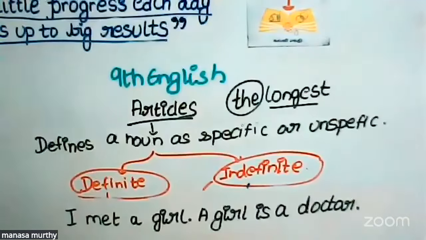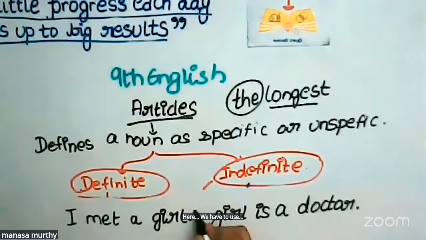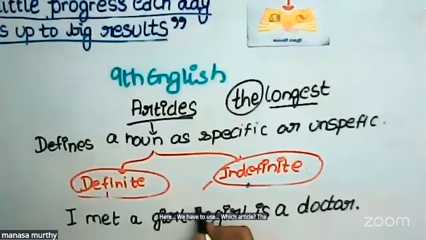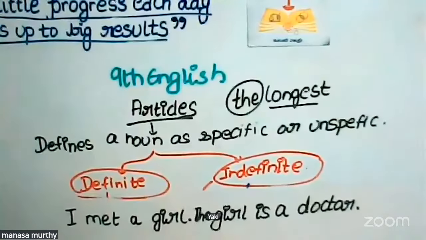I met a girl, she is a doctor. That is fine. I'm not asking about a pronoun. Here, we have to use which article? The girl is a doctor. ಯಾಕೆ ಇಲ್ಲಿ a girl is a doctor?